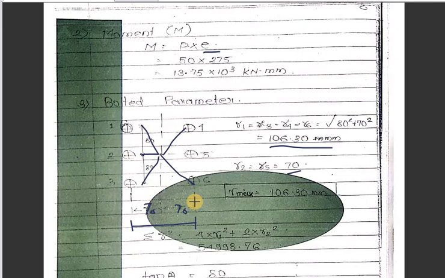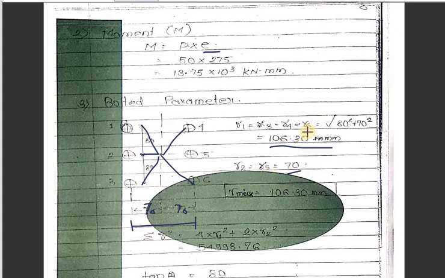If there are 20 bolts, or 16 bolts, the bolts will always be in even numbers. It will not be in odd numbers. So the more bolts, the more distances we have to calculate. Here there are only 6 bolts, so we have calculated only 6 distances. 4 distances were the same, and the remaining 2 were also the same. R1, R3, R4, R6 were 106.30, and the remaining R2 and R5 were 70.